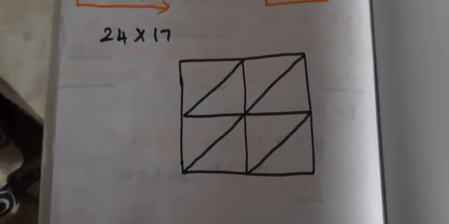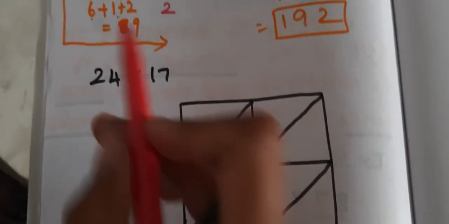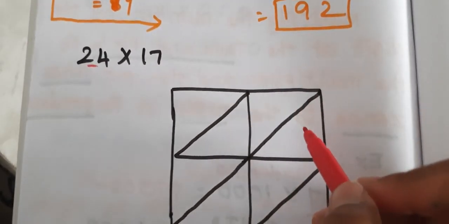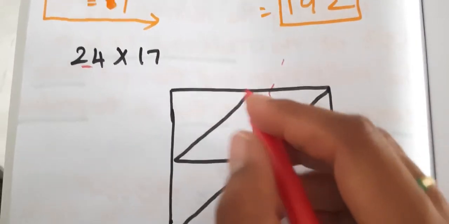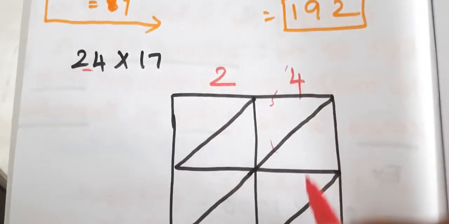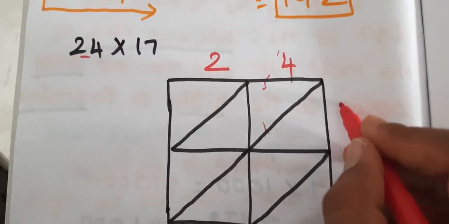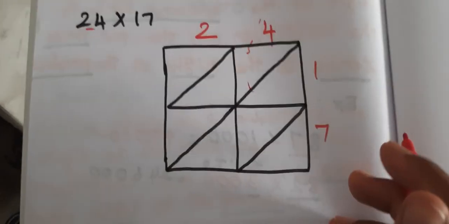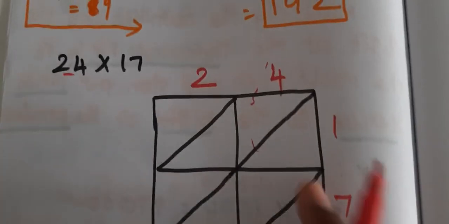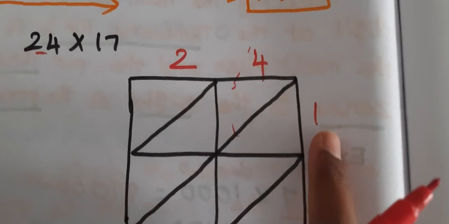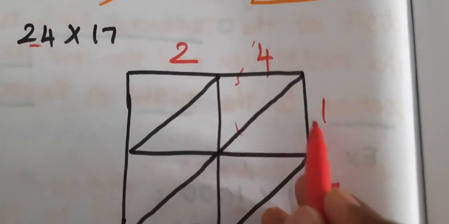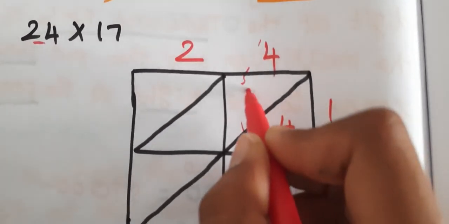Yeah, this is the next example for the lattice method. On the multiplicand, you have to write 24 on top of the box. After that, the multiplier goes on the side of the box: 17. Like that we have to arrange the numbers. First we have to multiply the 24 with 1. 4 into 1 is 4, 0 here.